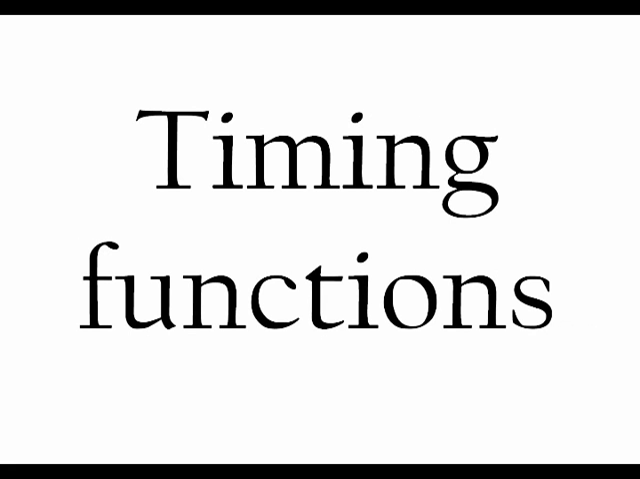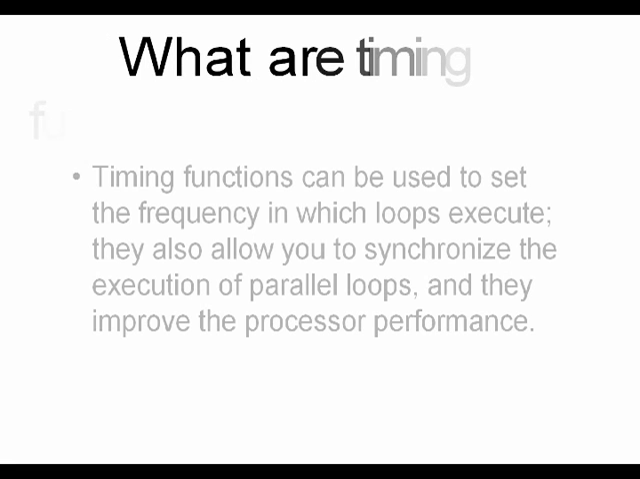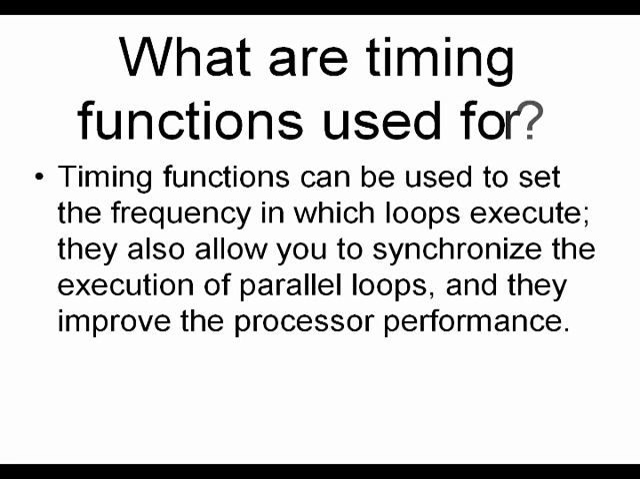This tutorial will be about timing functions. Let's first talk about what timing functions are used for. Timing functions can be used to set the frequency in which loops execute. They also allow you to synchronize the execution of parallel loops, and they improve the processor performance.